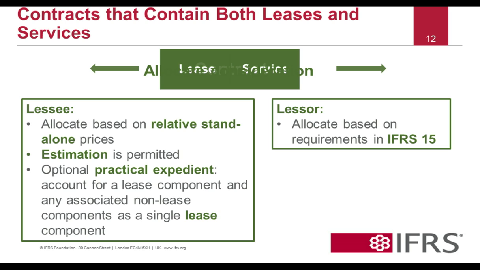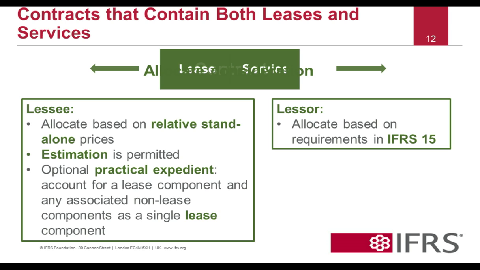Sure. The starting point here is that if a contract contains both a lease and services, then those elements need to be separated and accounted for separately. This is important because there is now a significant difference between how leases are treated and how services are treated, especially on the lessee side. An entity then needs to allocate the consideration for the contract between the different components.